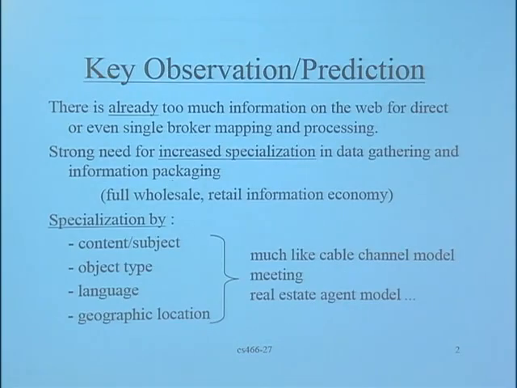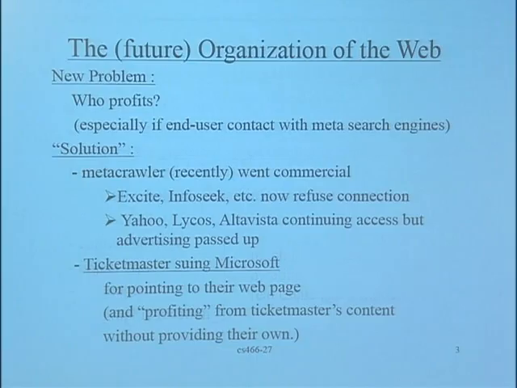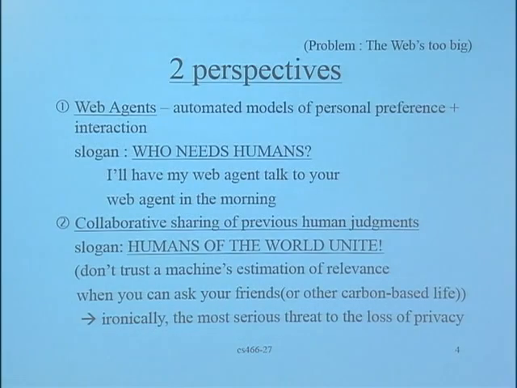Now, in general, there's this notion that there's already too much there for even a single company, a single source, to extract and understand all the knowledge out there. So I envision some more specialization by content or subject or object type or language or geographical location, much like Baidu in China can much better understand the Chinese space than a US company potentially could. And in general, I hope that we would see a true wholesale retail information economy emerge. There are, of course, problems in terms of who profits.